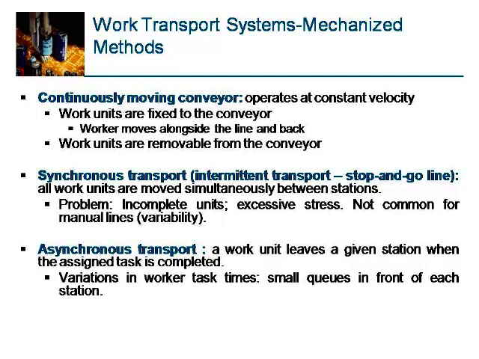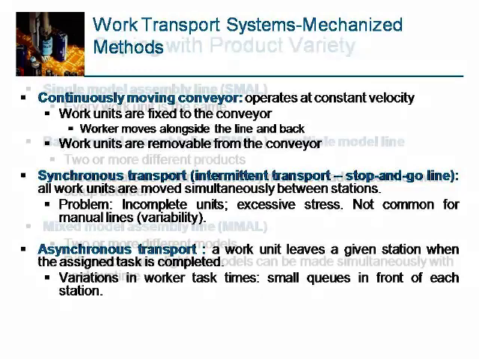Problems are incomplete works and excessive stresses, which are not common for manual lines, because if any worker is not able to complete a given task in the given time, the work will be transported to the next station without completion of the assembly. There it leads to incomplete assembly. Asynchronous transport: a work unit leaves a given station when the assigned task is completed. Because of variation in work task times, you can find small queues in front of each workstation.